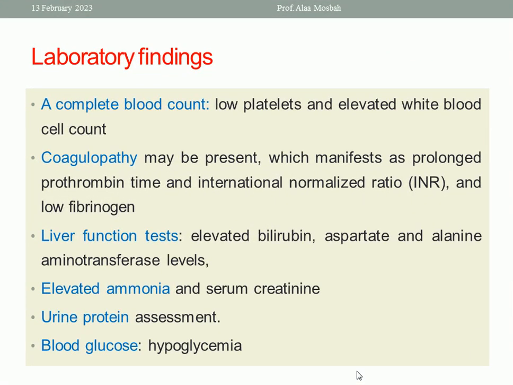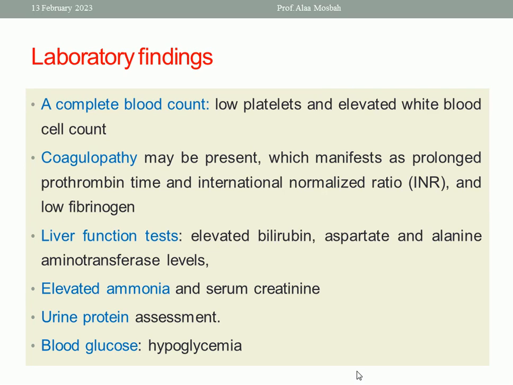What about lab findings? Complete blood count showing low platelets and elevated white blood cell count. Coagulopathy: there is an increase in INR and prothrombin time, and a decrease in fibrinogen. What about liver function tests? Serum bilirubin increased, liver enzymes increased.